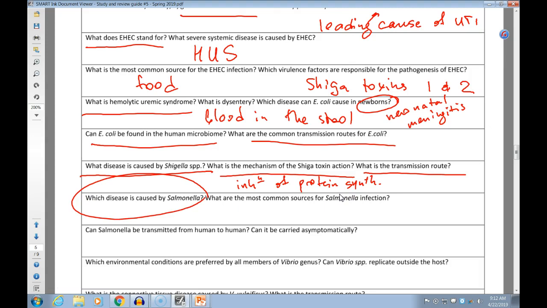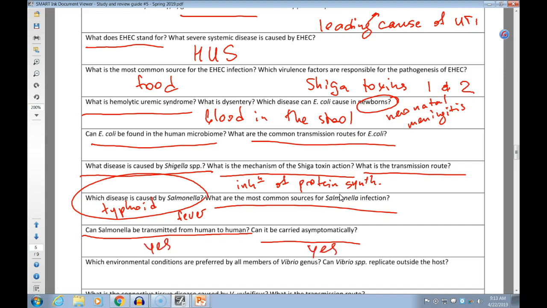Salmonella. Common sources for salmonella infection. So it's eggs, poultry, milk. Disease, salmonellosis, enteritis, typhoid fever, the severe form of salmonellosis. Okay, we're going to write down typhoid fever just to make it more specific. Salmonella can be transmitted from human to human, rarely, and it can be carried asymptomatically. So, yes and yes.